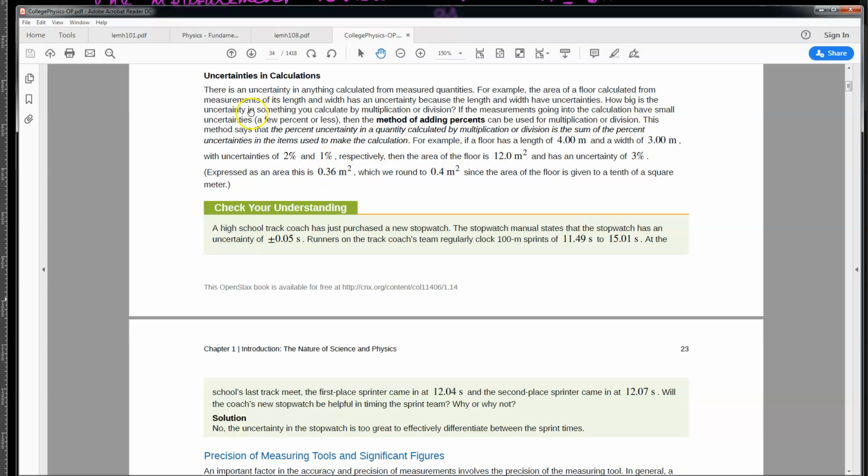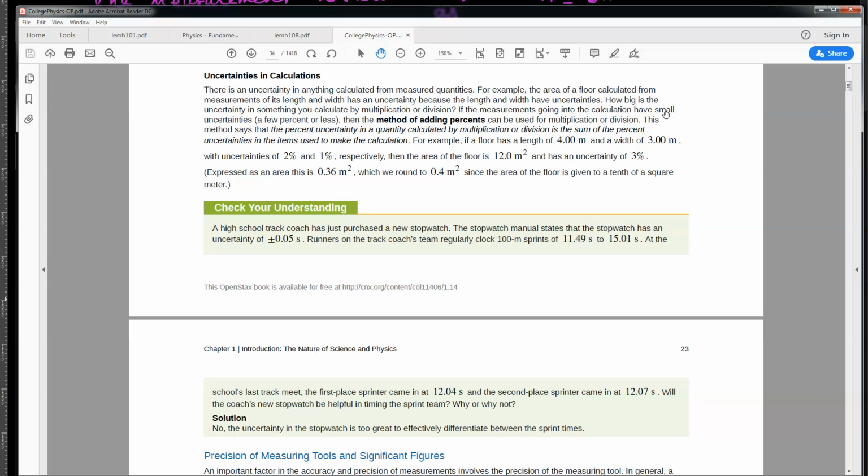And how big is the uncertainty in something you calculate by multiplication or division? This is important. Of course, if you want to know how this happens, we can calculate that, but it's a lot of trouble, so I prefer not to do that. But long story short, if the measurements going into the calculation have small uncertainties, a few percent or less, then the method of adding percents can be used for multiplication or division.